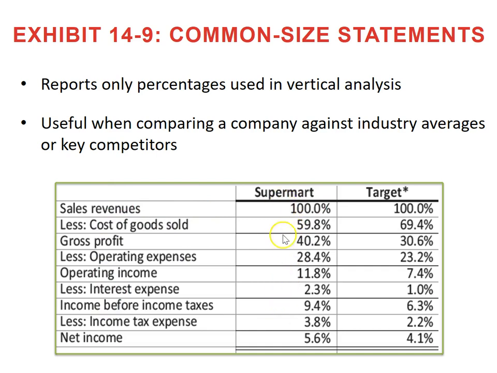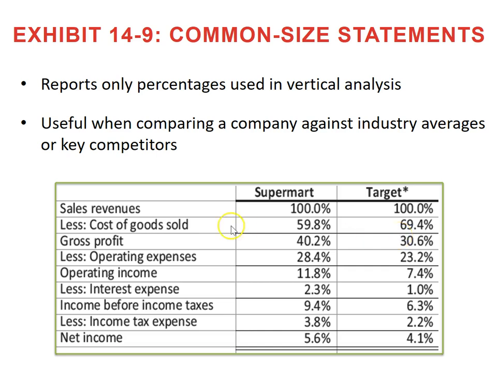You have all these vertical analyses, and everything is expressed as a percentage of your sales. Now if you are the Supermart, then you can compare the same type of vertical analysis with your competitor. For example, your competitor is Target. So now you can compare every number.